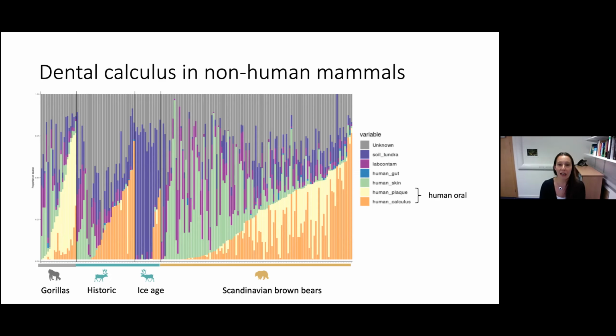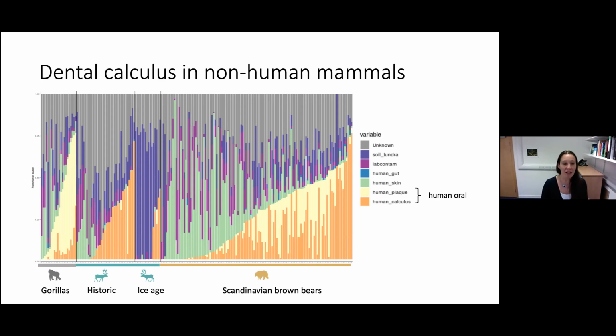But we also included a bunch of contaminants, such as human skin microbiome, human gut microbiome, lab contaminants, and soil from tundra. By looking at our meta-communities, we were able to quantify how much of our community in this dental calculus corresponds to any of these sources. And indeed, you can see that for a number of samples, there's a very clear and high proportion of our sequenced data that is similar in composition to what is known to be human oral microbiome, which is very encouraging, and tells us that indeed we're working with an oral component.